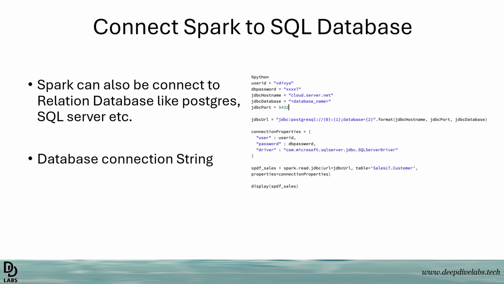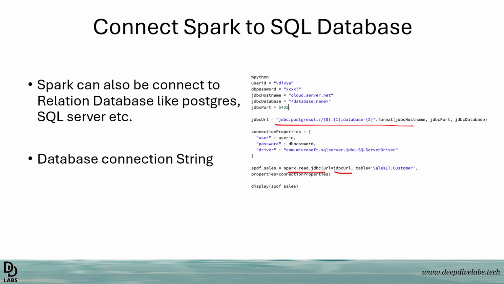In the image here, you will see that just like any database connection, you need to create a database connection string, which typically consists of the user ID, the password, where the host of the server is, what database you want to connect to, and the port. Typically in Postgres, the port is 5432. Then you form your JDBC URL, and then you can do a spark.read.jdbc and put your URL, the connection string that you have created.